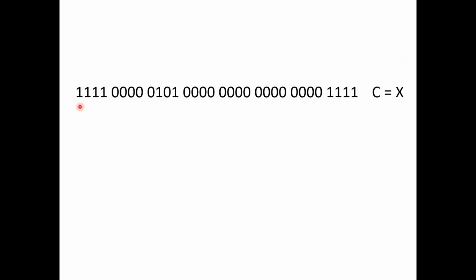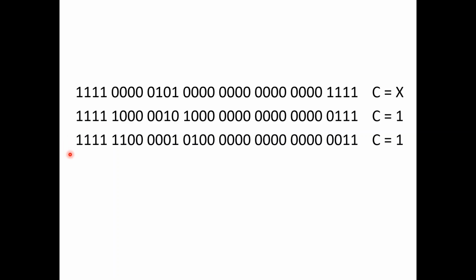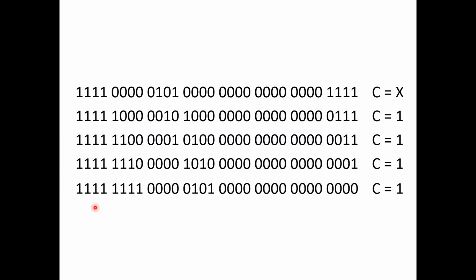And this is how the operation is performed. This is the initial content of R1. So, we want to do the shift 4 times. This is the content when shifted 1 time, the 2nd time, the 3rd time, and the last one, the 4th time. The result is FF050000, and C is equal to 1.